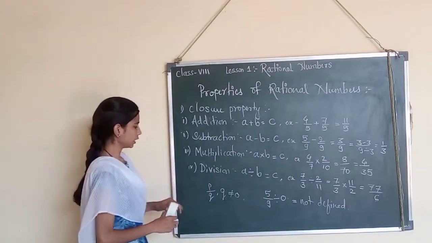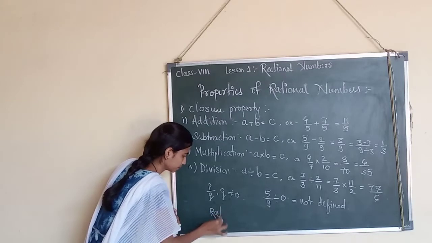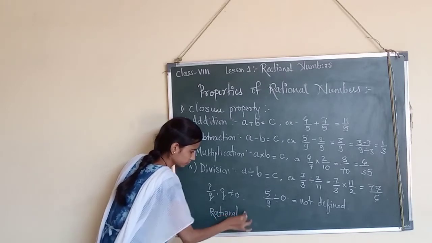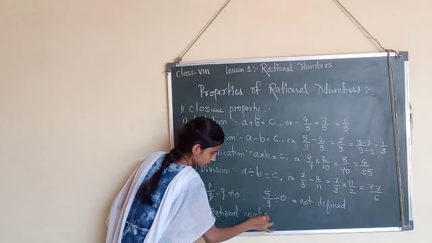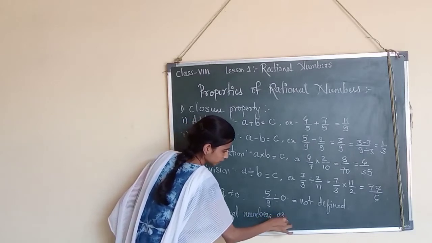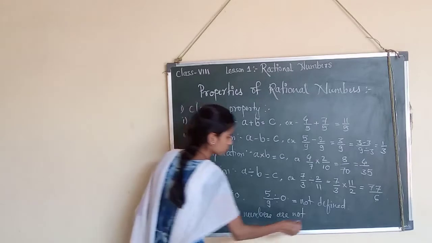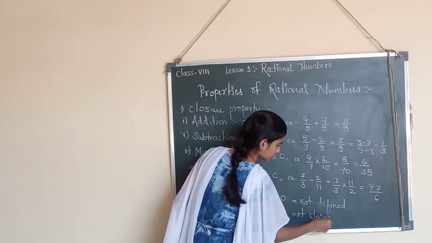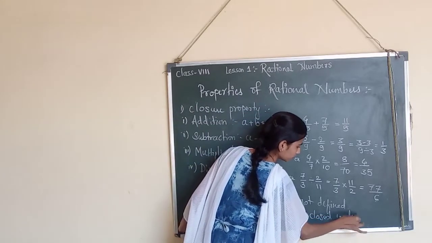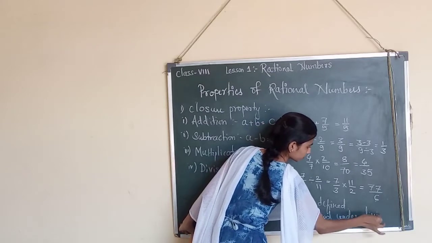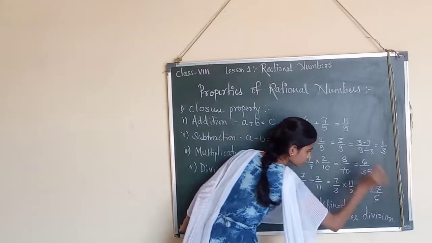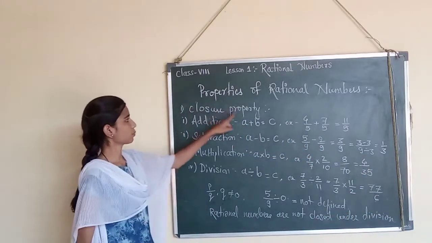Means rational numbers are not closed under division. So what can we say about the closure property?